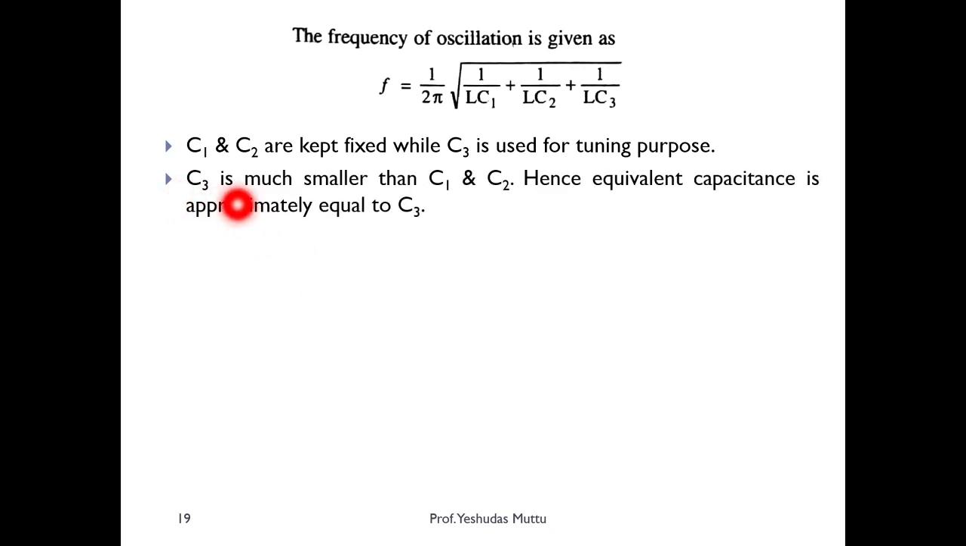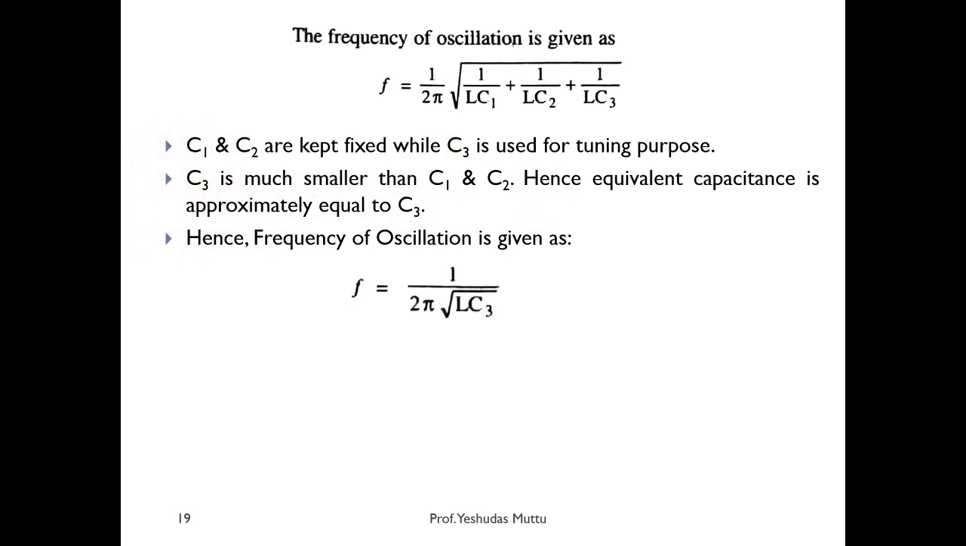Now C3 which is used is much smaller, so the parallel combination will turn out to be approximately equal to C3 itself. So the frequency of oscillation, I can write it as f is equal to 1 upon 2 pi root LC. These terms will disappear, so you will have root of 1 upon LC3, which I can write as 1 upon 2 pi root LC3.